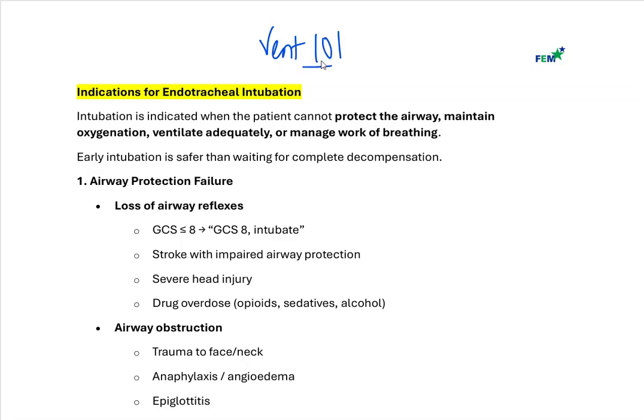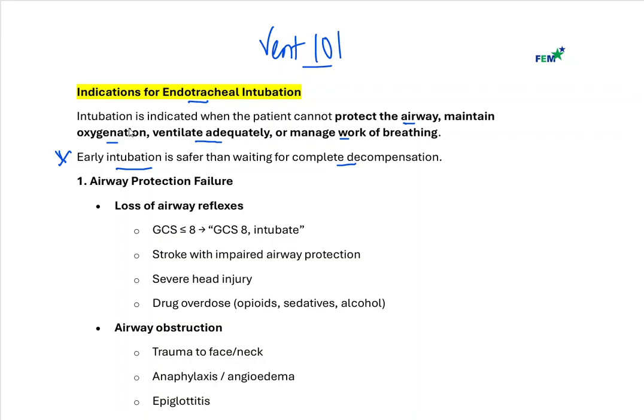Before we talk about mechanical ventilation, let's talk about indications for endotracheal intubation. So what are the indications? To protect the airway, maintain oxygenation, ventilate adequately, and manage work of breathing. One thing I must mention is early intubation is safer than waiting for complete decompensation, because of increased mortality.